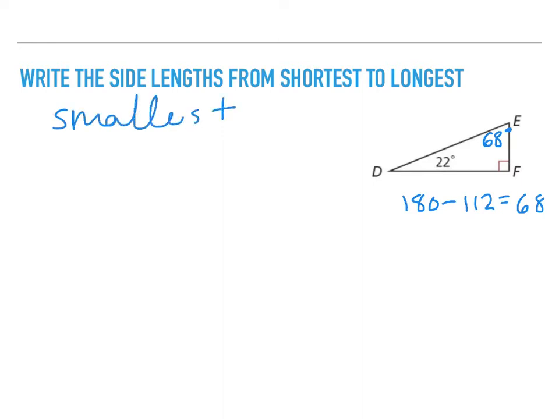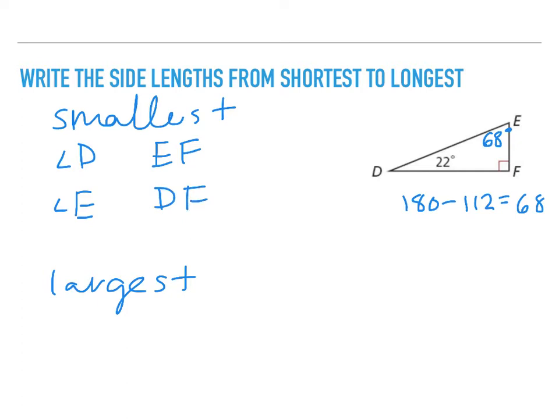So we start with the smallest, and then we're going to go to the largest. So what is our smallest angle we have here? Angle D. What side is opposite of angle D? EF. What is our second smallest angle? Angle E. And what side is opposite of angle E? DF.